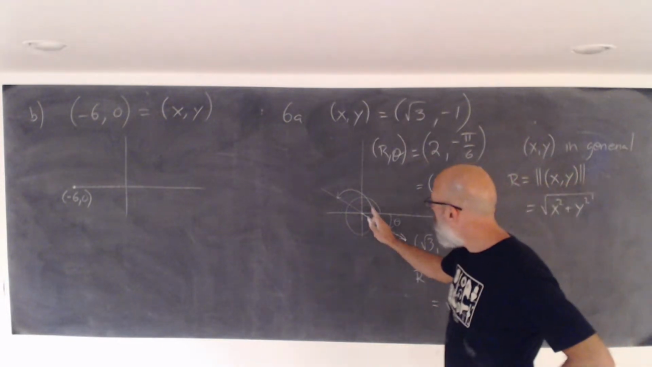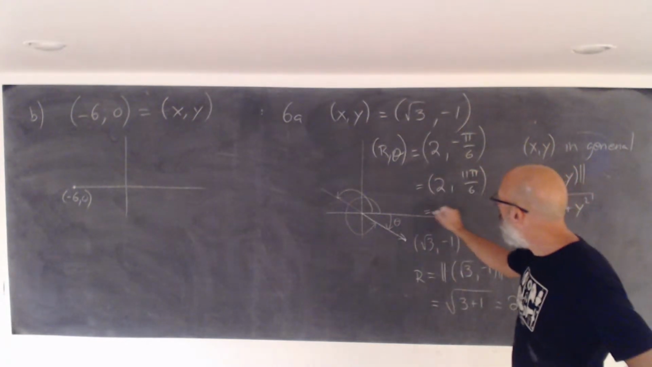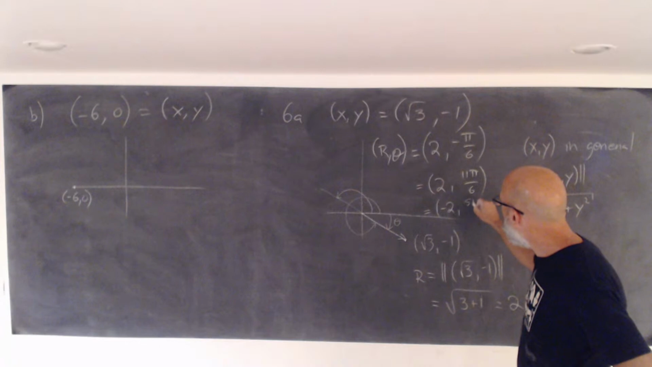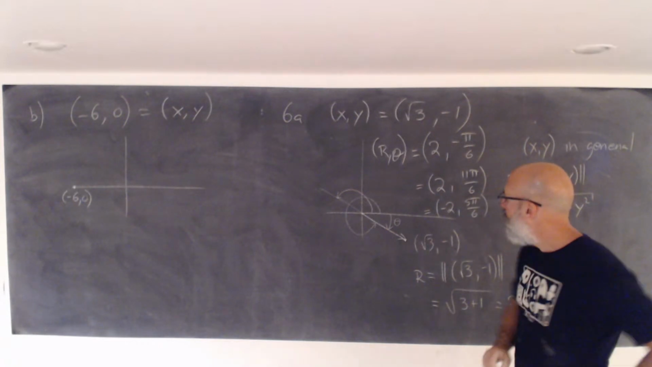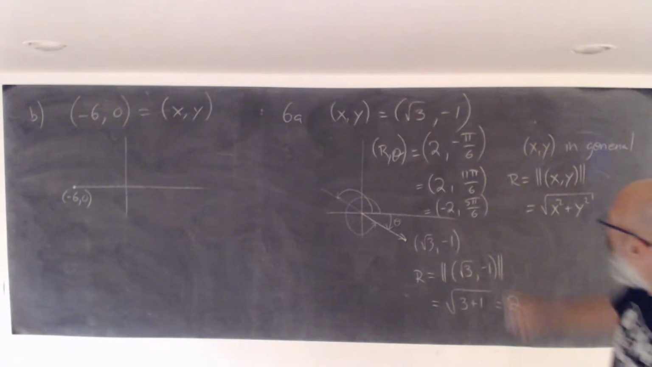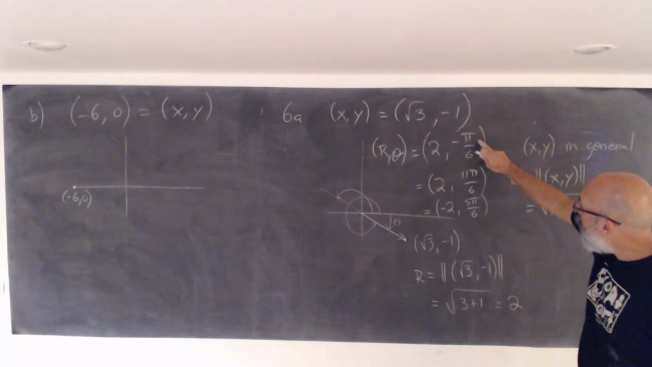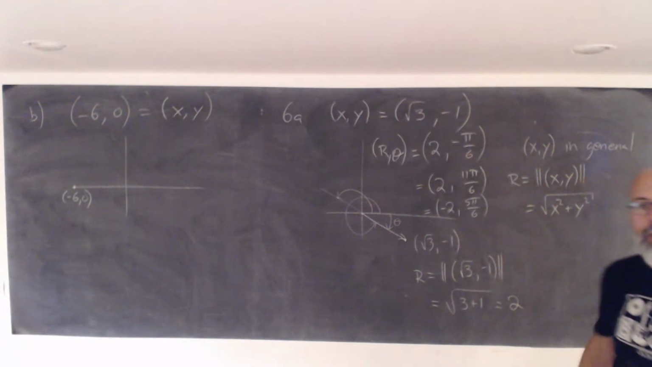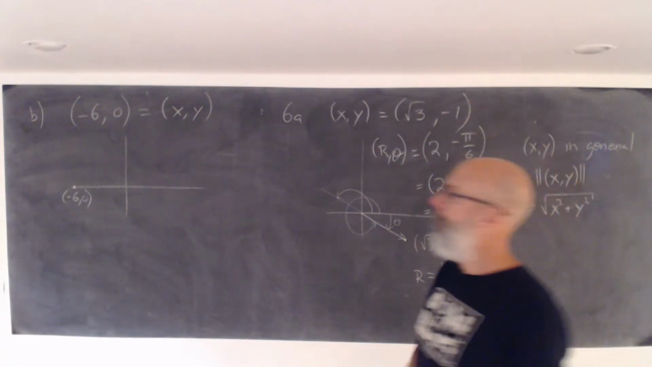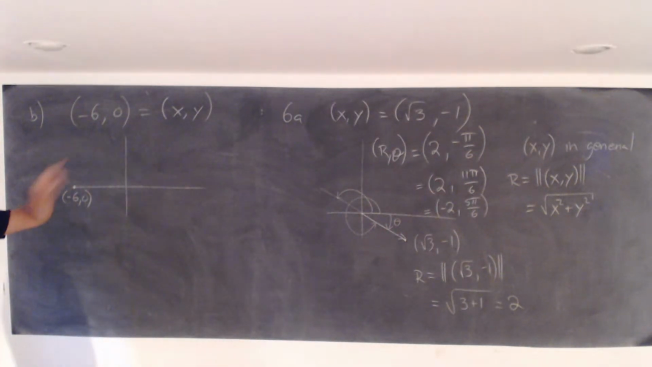And you could also say 5 pi over 6 and negative 2. And so on and so on. You could add 2 pi to any of these. Well, if you add 2 pi to this, you get that. So that's a nice observation. But there it is. All right, one more, one easy one.